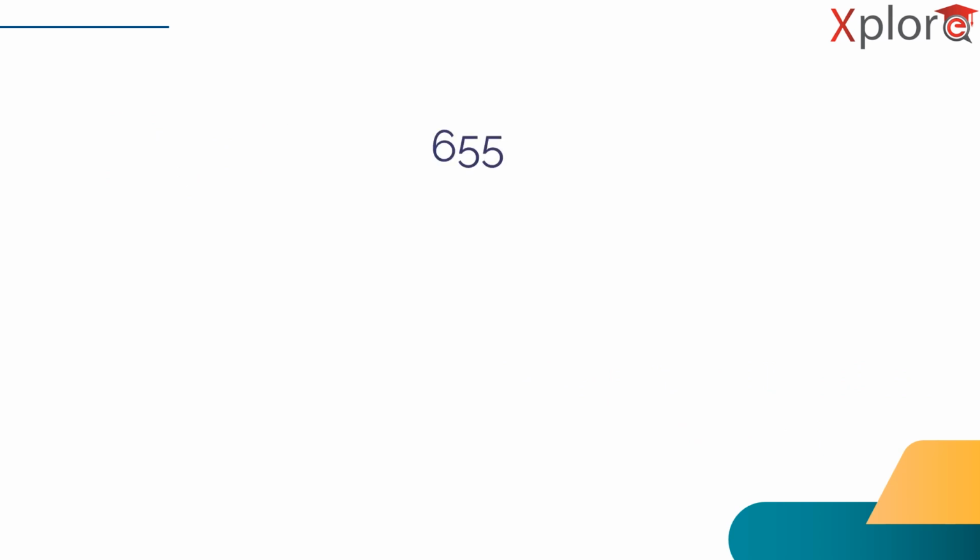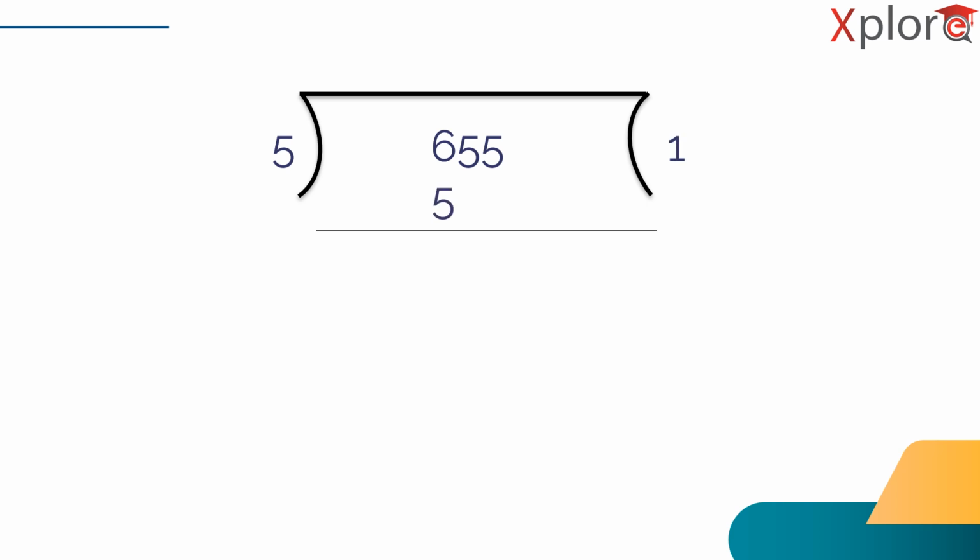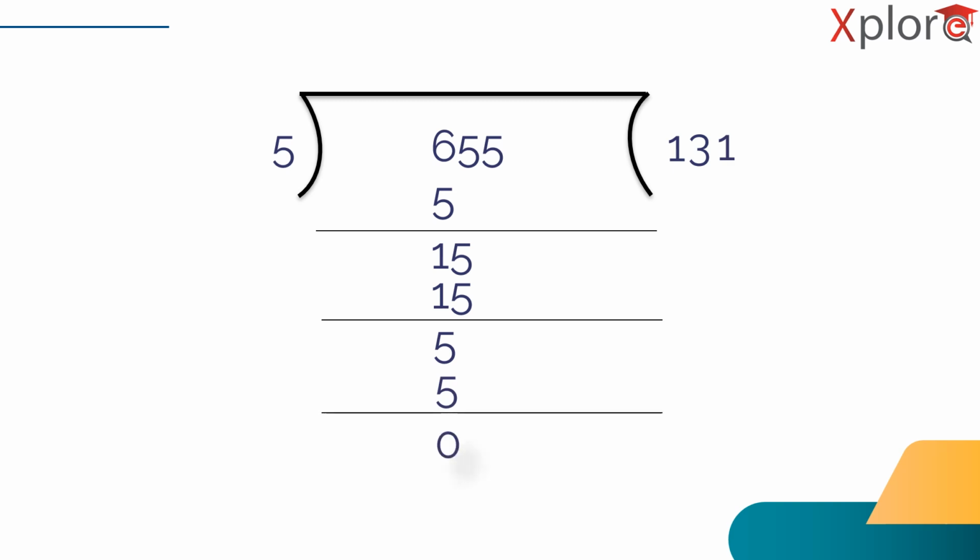Let's take a number 655 and find out the terms that will be included in a normal division. Let's divide it by 5. Now, 5 ones is 5. 15 is remaining. Again, 5 threes is 15. Remaining now, so 5 ones is 5, 0 is left out.